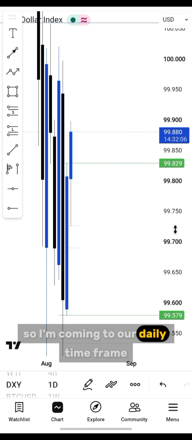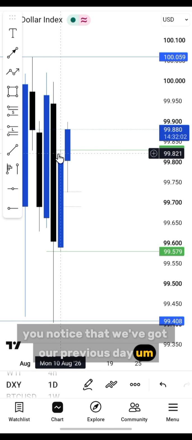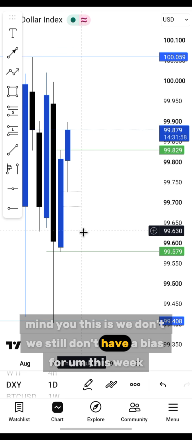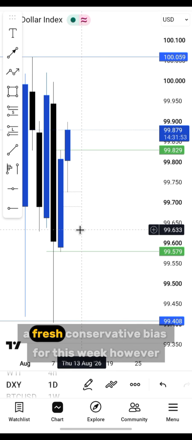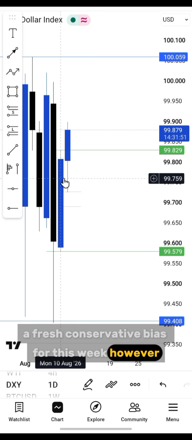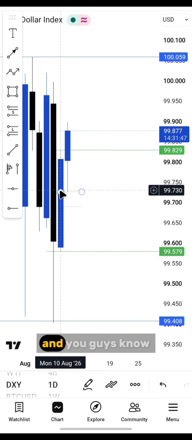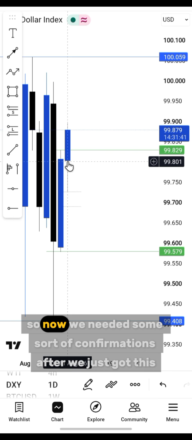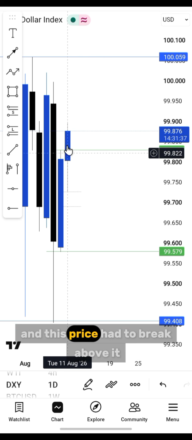So on coming to our daily time frame, you notice that we've got our previous day high here, previous day low. Mind you, we still don't have a bias for this week, a fresh conservative bias for this week. However, we've got a fresh aggressive model bias for this week, and you guys know that aggressive model bias gives us that early entry into a trend. So now we needed some sort of confirmations.